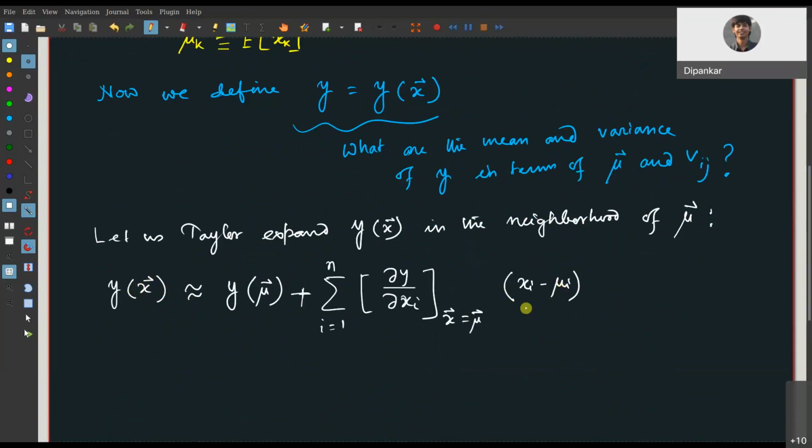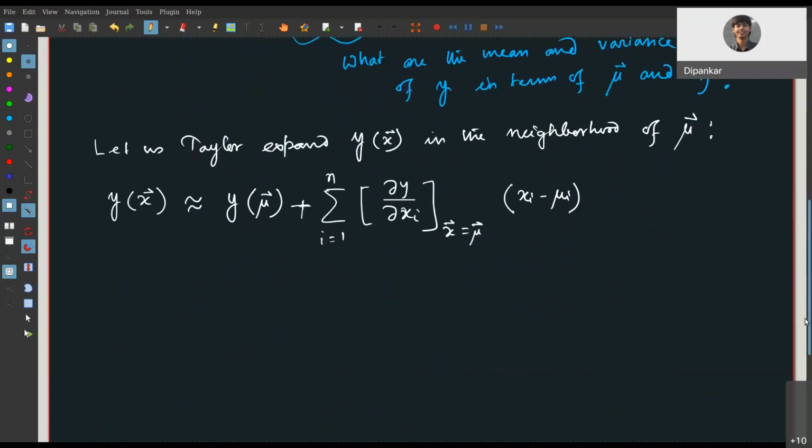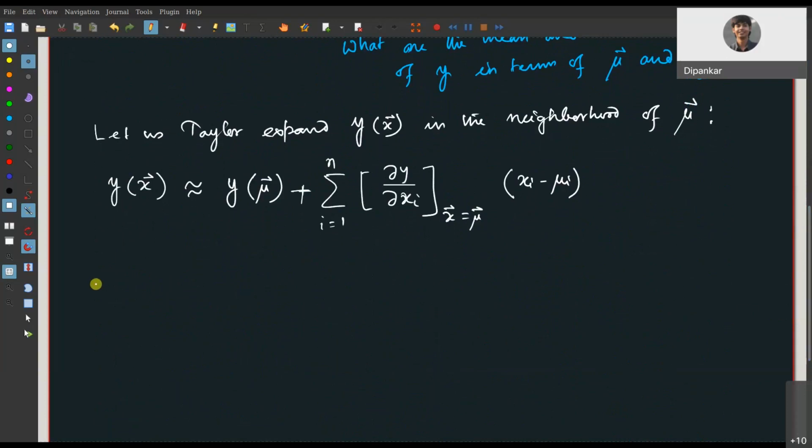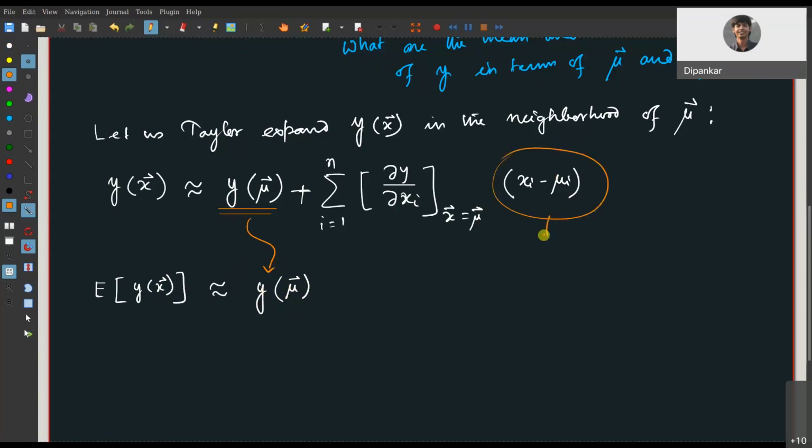Okay, and in the limit that this expansion holds, I can find out the expectation value of y(x). It is simply y(mu), basically the first term, because the second term, the expectation value of (xi minus mu_i) times the derivative, is 0, because the expectation value of xi is itself mu_i, according to my definition. So that means the expectation value of y(x) is y(mu).